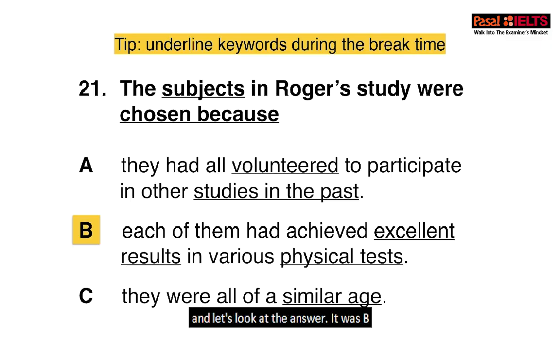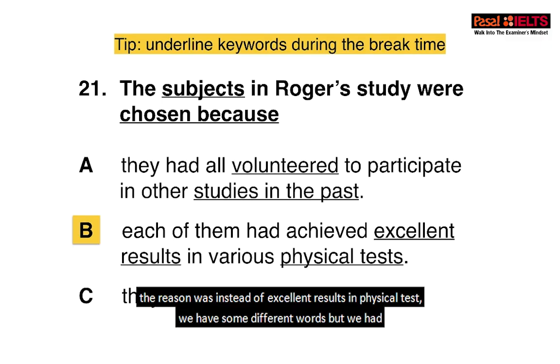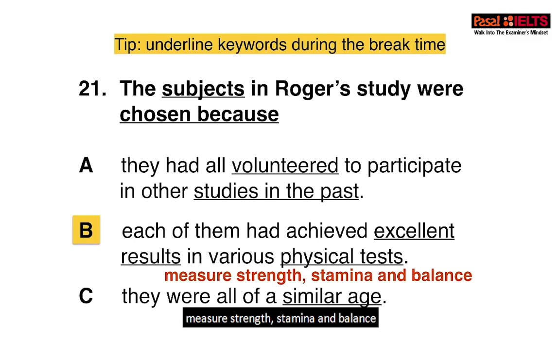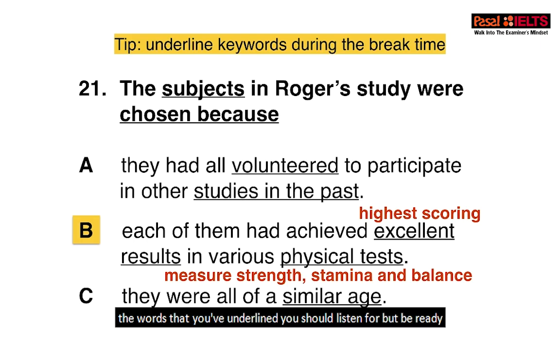It was B. The reason was, instead of excellent results and physical tests, we had some different words, but we had measure strength, stamina and balance, that's the physical tests, and highest scoring instead of excellent results. In section 3 and 4, you can expect this kind of thing. The words that you've underlined you should listen for, but be ready for synonyms or similar words with the same meaning.